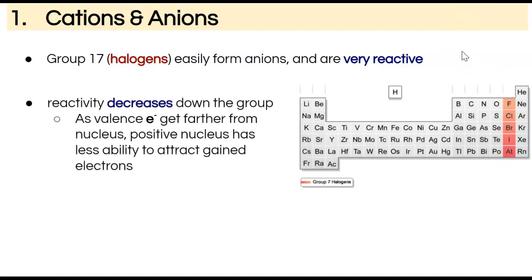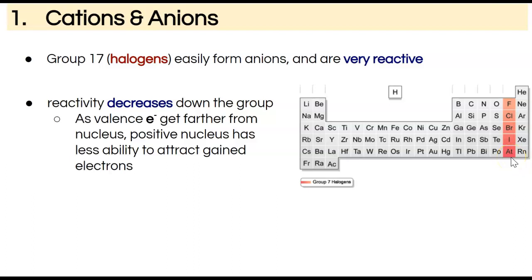Okay, and so we know that as we go down a group, atoms are gaining more and more electrons, and so the valence electrons for this guy, let's say, are going to be much further away from that positive pull of the nucleus. And so for this guy to grab onto an extra electron is going to be a lot harder because the pull's not as great.